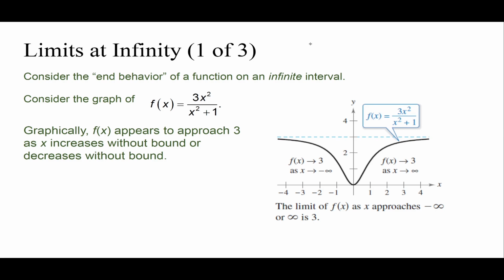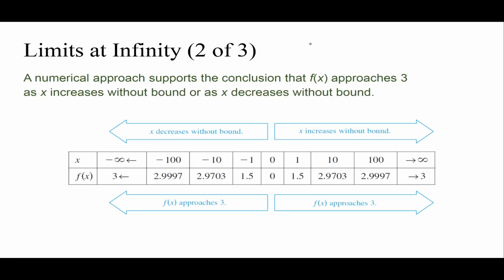Okay, what does it mean? It means when x approaches infinity, the graph is approaching this line, y equal to 3. And when x approaches negative infinity, that side, the graph is approaching, again, that very same line, y equal to 3. We can verify this by using a table.